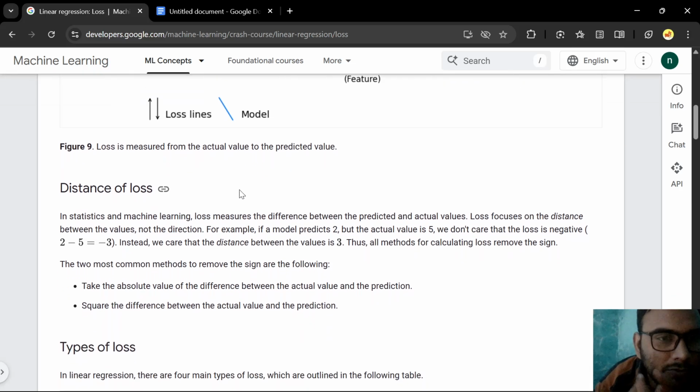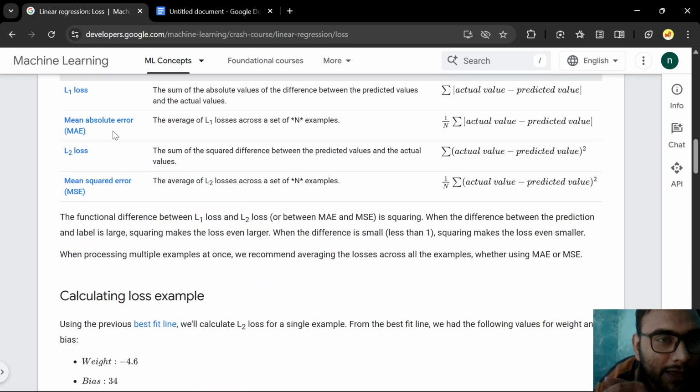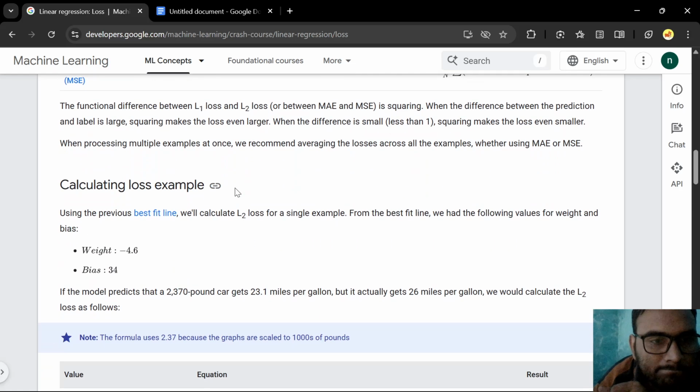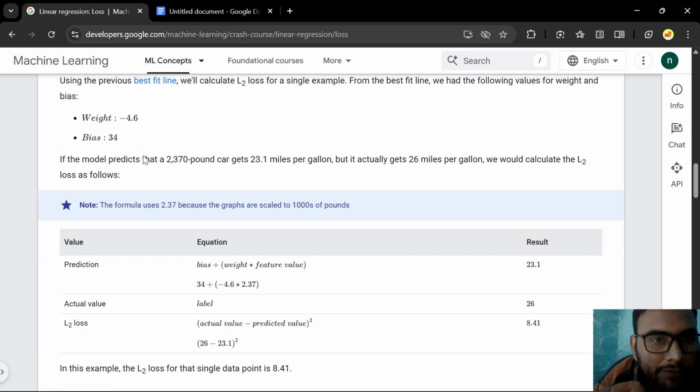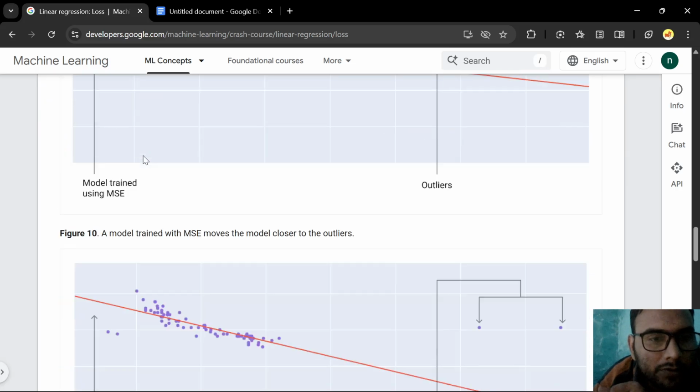It could be positive or negative. There are two types of loss, I think: mean absolute error and mean squared error. The difference is the method of calculation, how close we make it to the outliers in the whole data set. Now this is an example of calculating the loss.